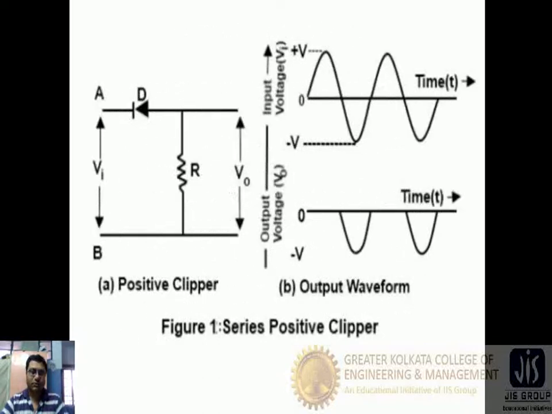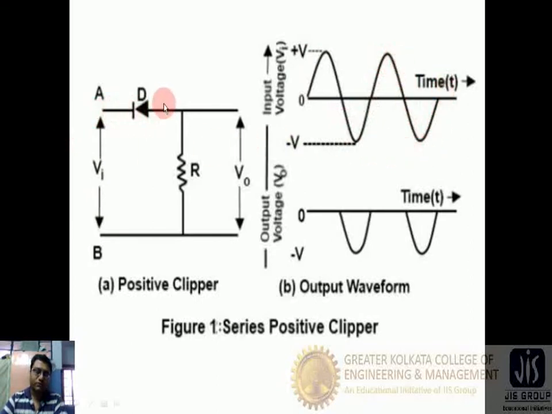So first comes the positive series clipper circuit. Now we'll understand what is going on in a clipper circuit. It is a positive clipper circuit. It has only one diode and a resistance. The P side of the diode is connected to the resistance, and at the node of this P side of the diode and the resistance we take the output. At Vin, across points A and B, a sinusoidal input wave is applied.